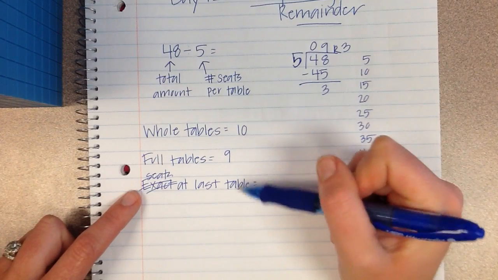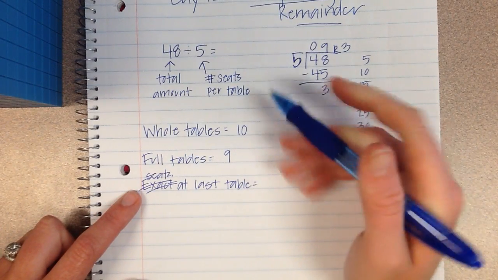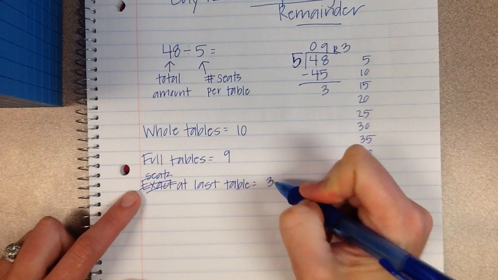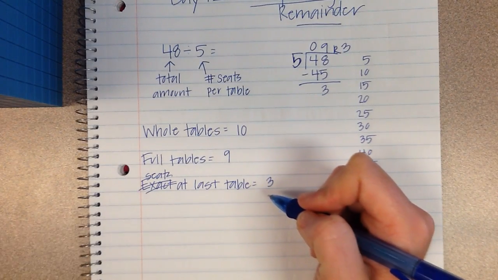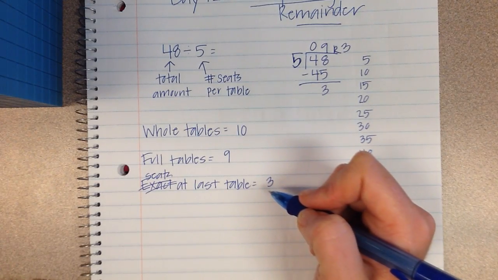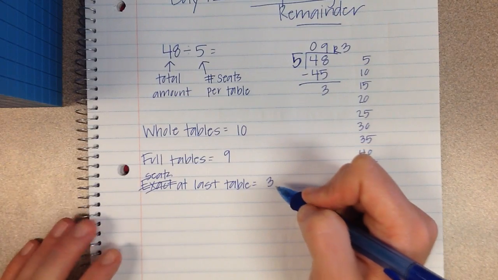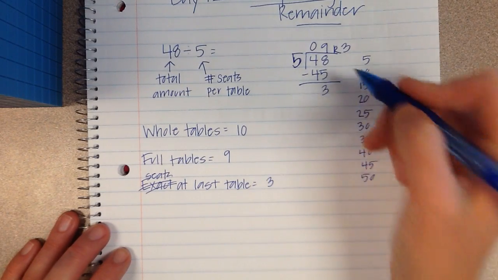And then how many are at the last table? The answer would be 3. 3 people would be sitting at the last table. Now we know there would still be 2 more extra chairs, but if we said how many people were sitting at that last table, it would be 3, which we got from the remainder, okay?